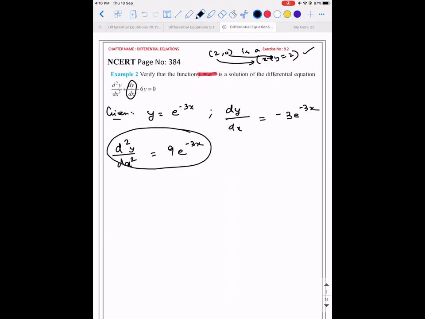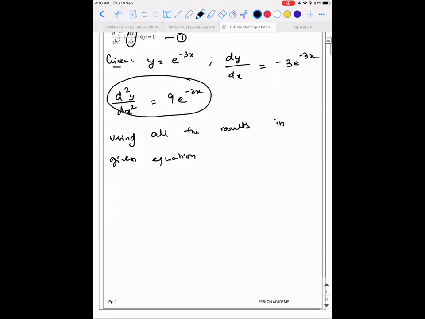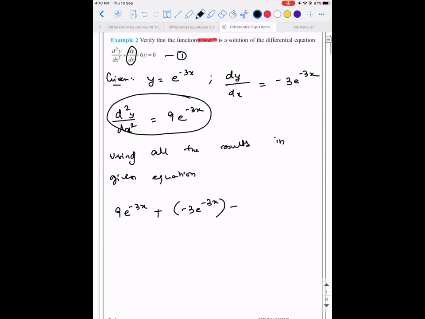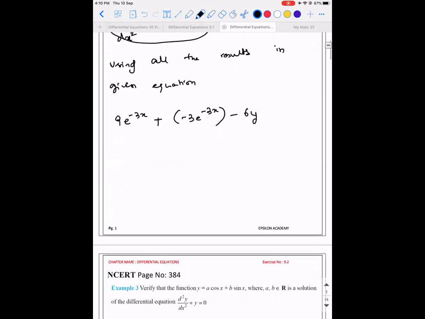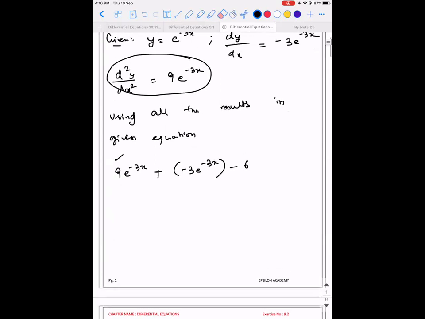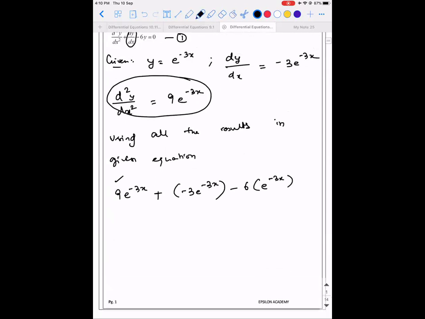So you have to substitute all these results in the given equation. What do we get? 9 e power minus 3x plus dy by dx, which is minus 3 e power minus 3x, minus 6y. You should get 0 for it to be satisfied, because they're asking us to verify. In the place of y, we put e power minus 3x. So this is minus 9 e power minus 3x, and this is plus 9 e power minus 3x. So the answer will be 0. So y is equal to e power minus 3x is satisfying this equation.